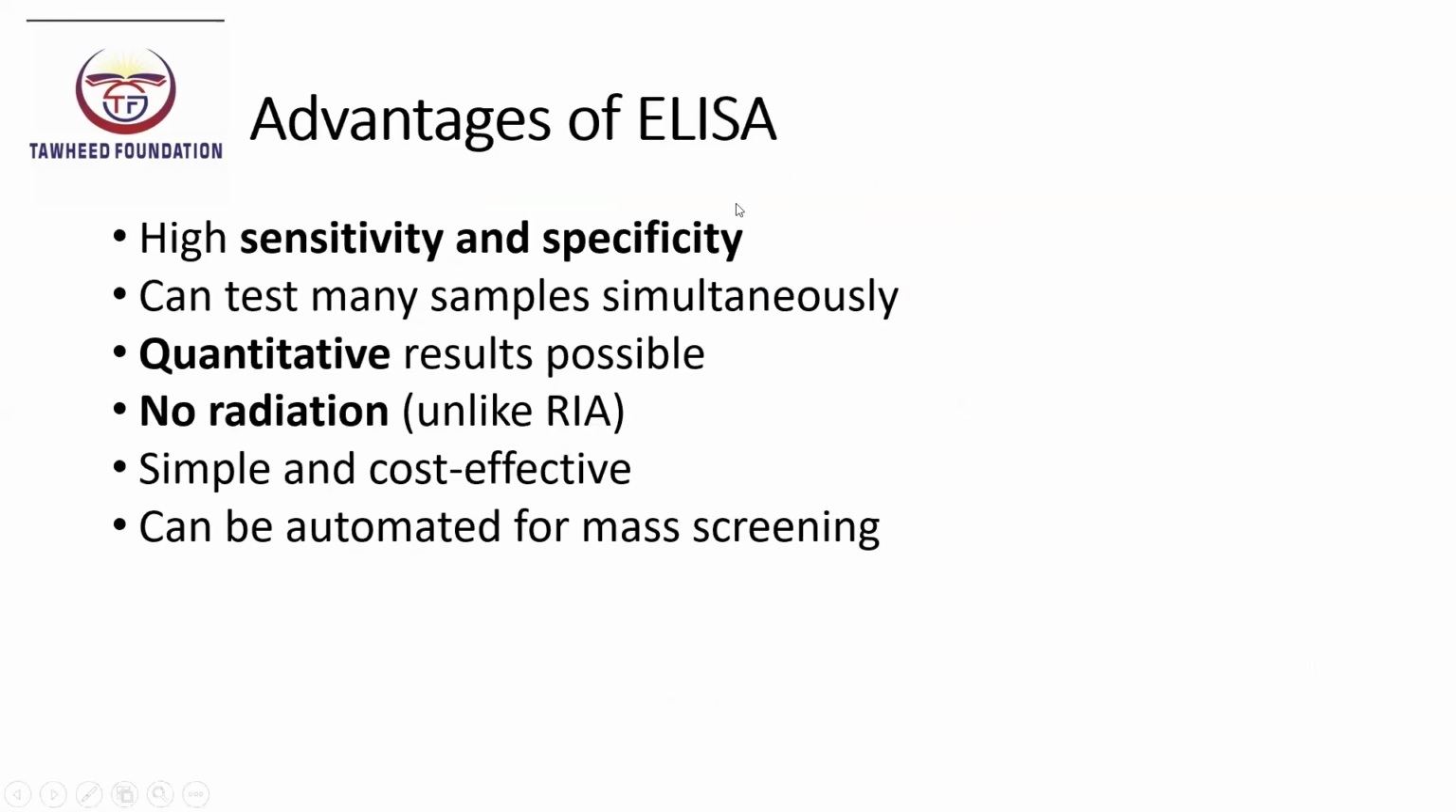Next is advantages of ELISA. It has high sensitivity and specificity, simultaneous testing of multiple samples, that is high throughput, quantitative result possible, and no radiation hazard unlike RIA. It is simple and cost effective, automatable, suitable for mass screening. So these are the advantages of ELISA.